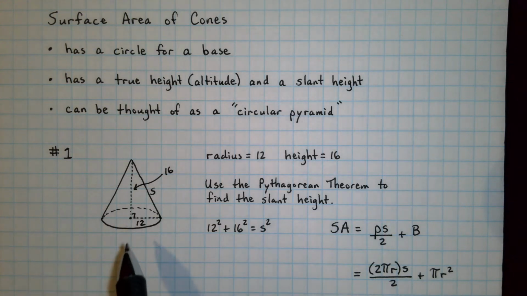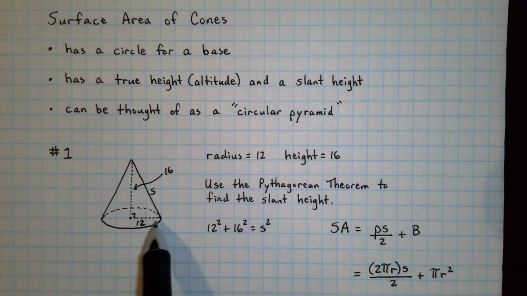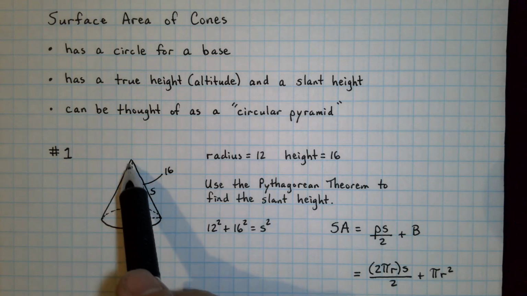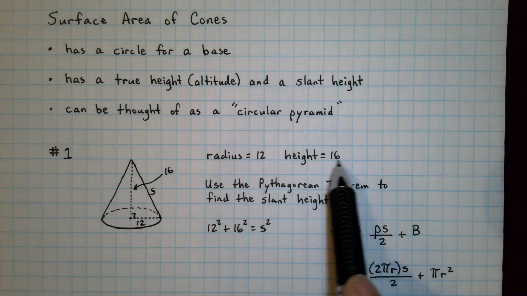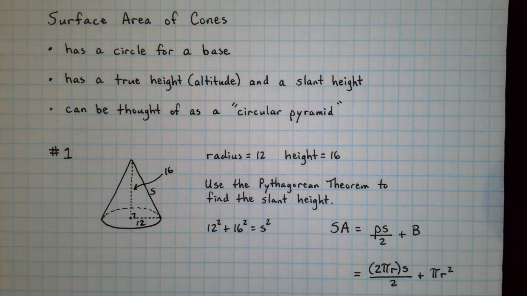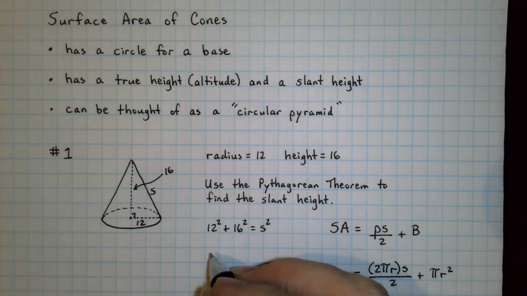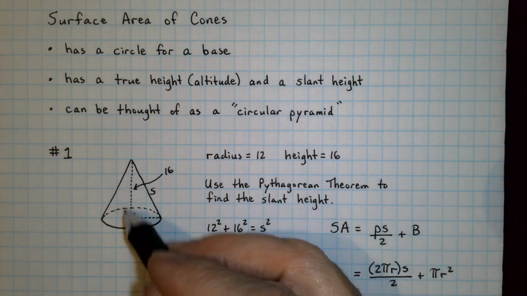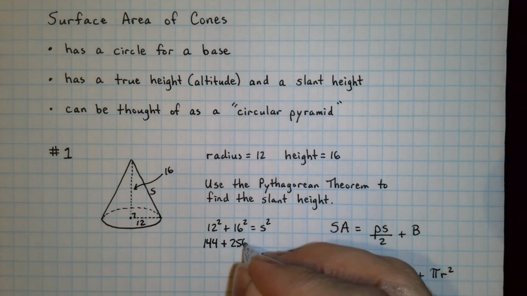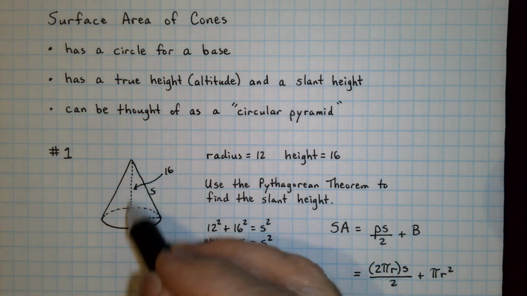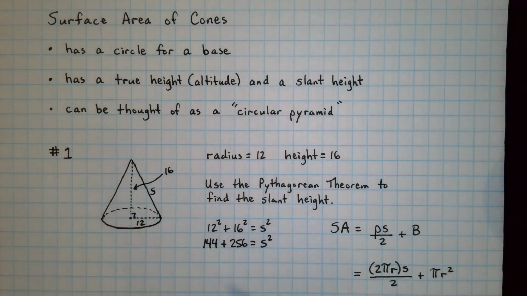In this example, we have the radius of the circle given. So the radius is 12. We have the true height or altitude given as 16, but we don't know the slant height. We're going to use the Pythagorean theorem to find the slant height. 12 squared is 144, plus 16 squared is 256, and that's going to equal the slant height squared. This true height does make a right angle with the base, so that's why we have a right triangle, and that's why we're using the Pythagorean theorem.